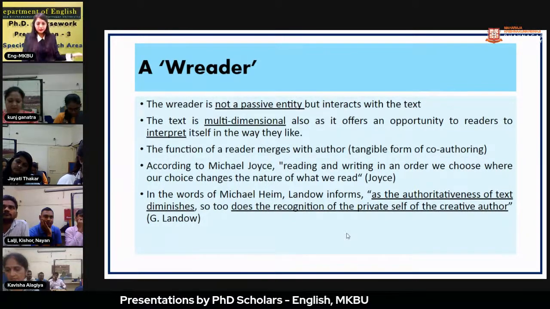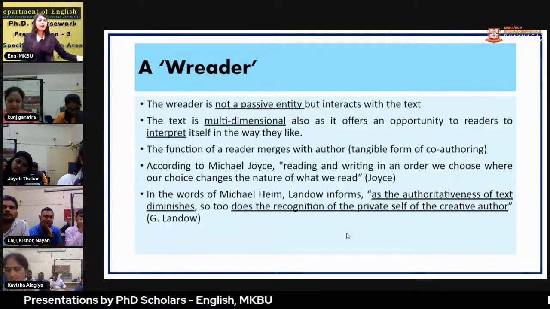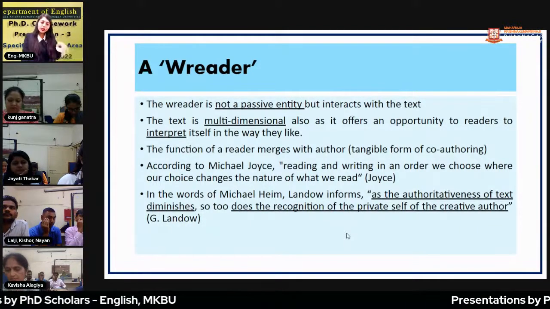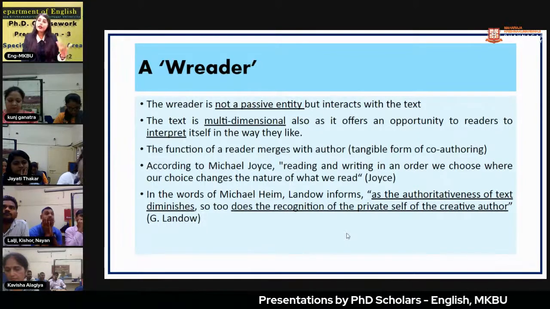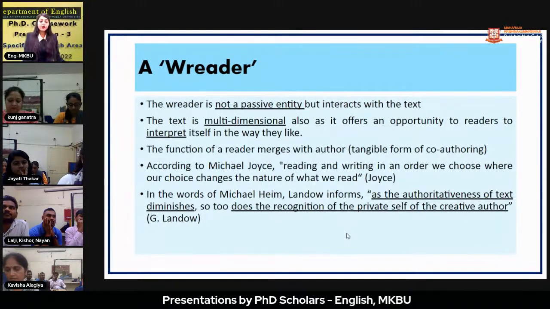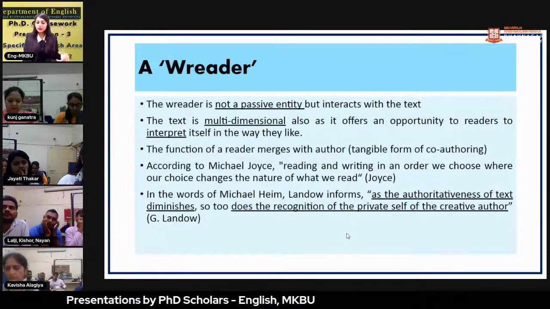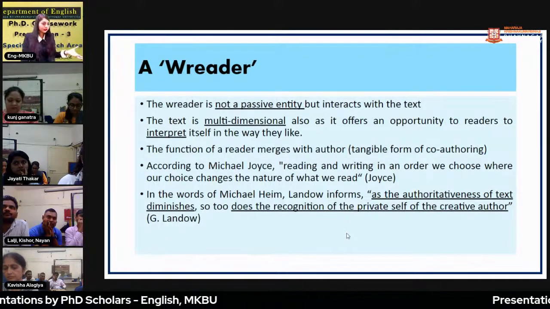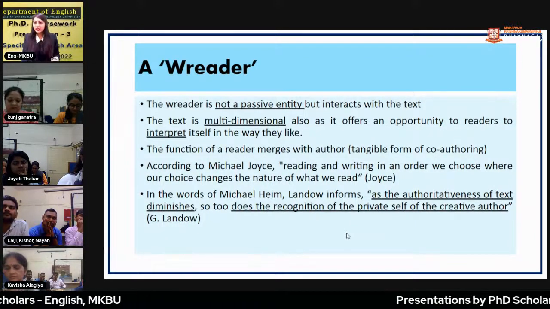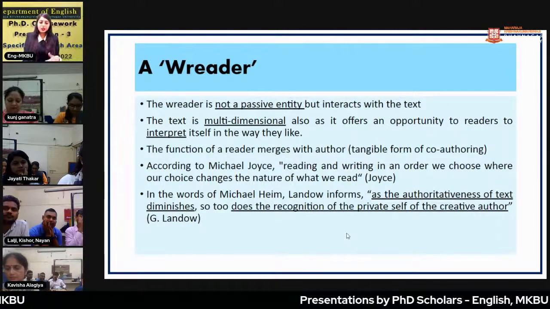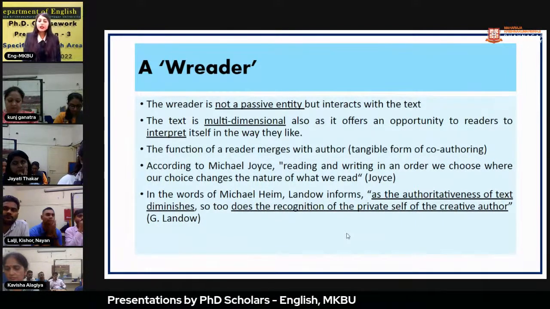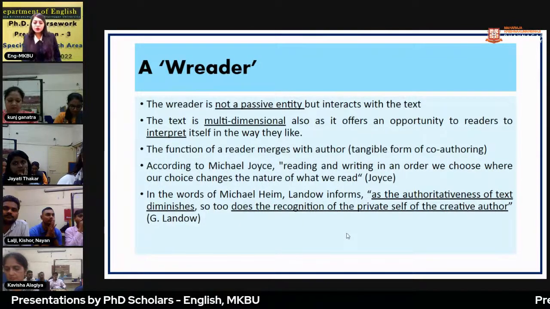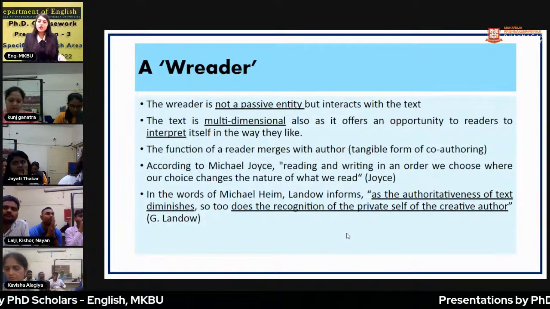It is multidimensional because there are a variety of interpretations, a variety of meanings incorporated in one text, which a reader can interpret and find valid. The function of the reader merges with the author; that is a tangible form of co-authoring. Here we are co-authoring a text as a reader. According to Michael Joyce, again a pioneer of hypertext fiction, we read and write in order to choose, where our choice changes the nature of what we read.